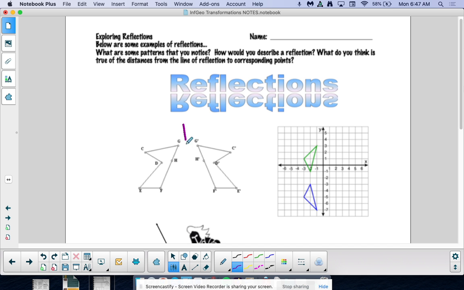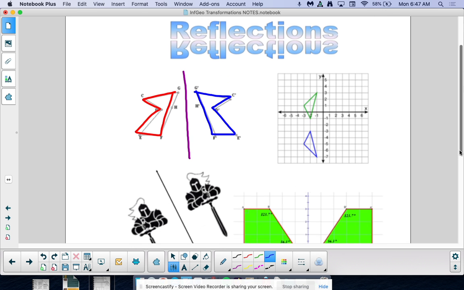So we're going to reflect this weird looking shape over here, this red guy, and I'm going to flip it over that purple line, which we call the line of reflection. And it would end up in that blue position. Okay? So these are just some ideas to get your mind in the right frame of mind.